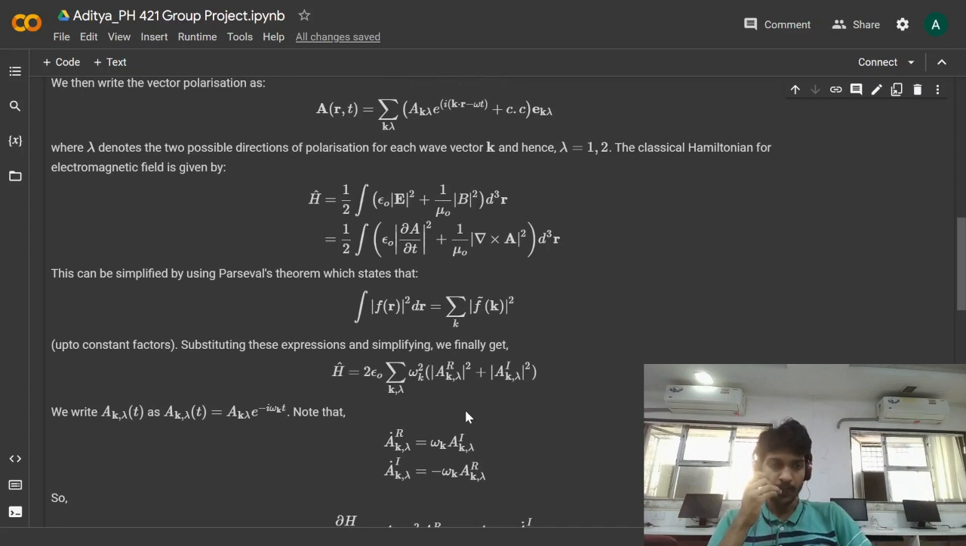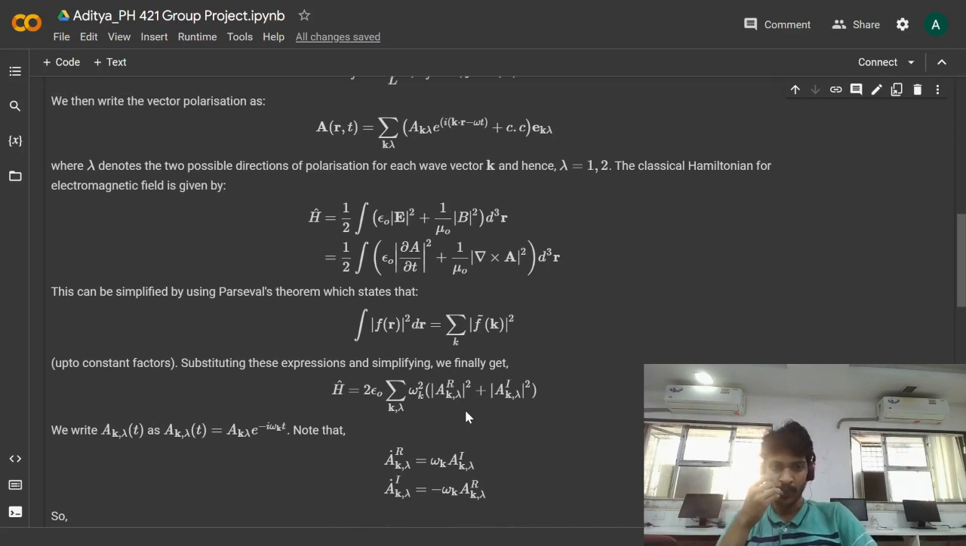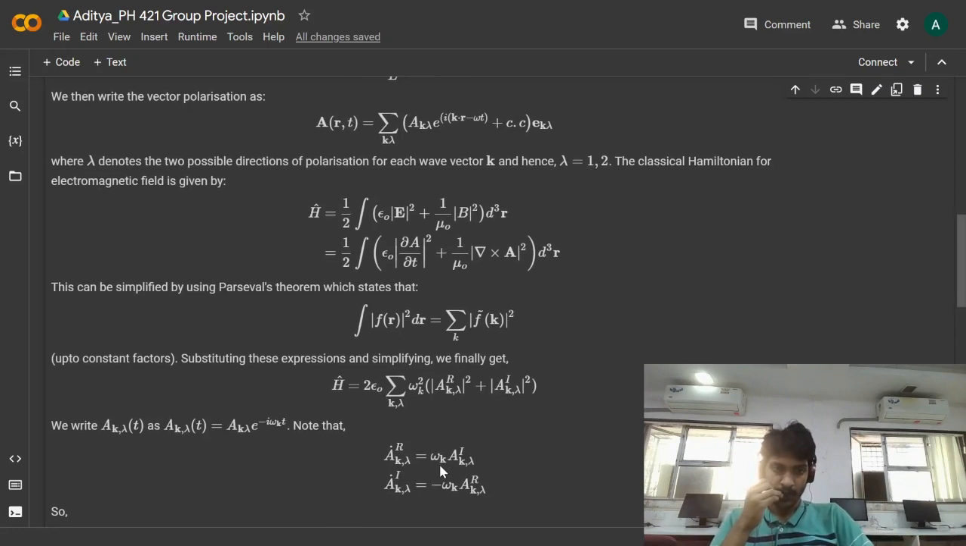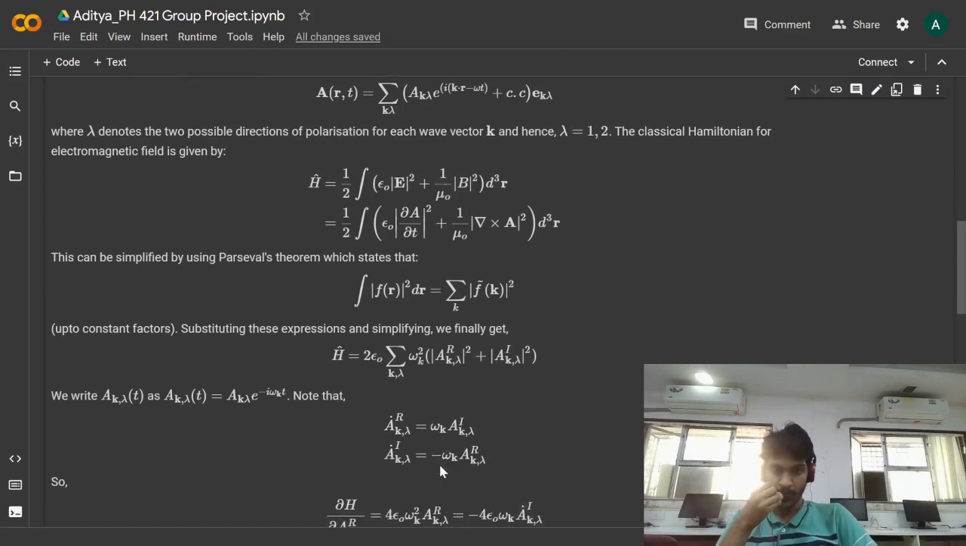Since a_{k,λ}(t) can be complex, we can write it as some real part plus an imaginary part, so basically a_{k,λ} e^{−iω_k t}. Once we do that, if we take the derivative of the real part of a with respect to time, we find that it is equal to ω_k times the imaginary part of a. Similarly, the time derivative of the imaginary part of a is equal to negative ω_k times the real part of a.